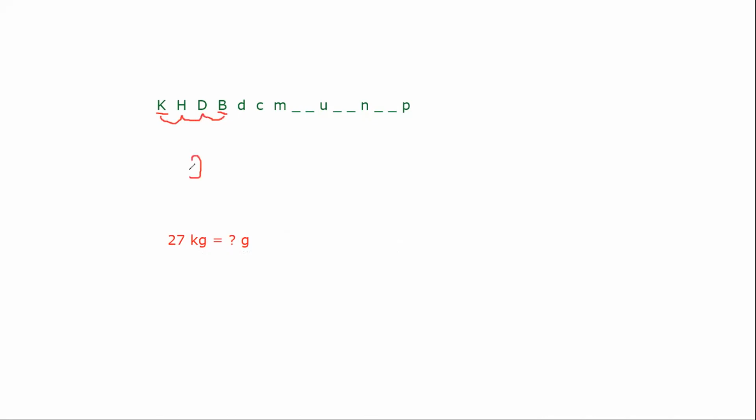So we take our 27 and we're going to move 1, 2, 3 decimal places and put in our zeros. And we can see that 27 kilograms is equal to 27,000 grams.